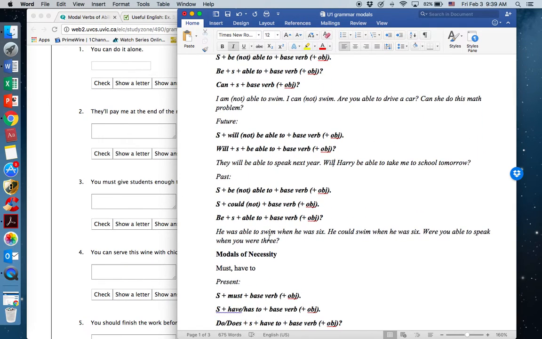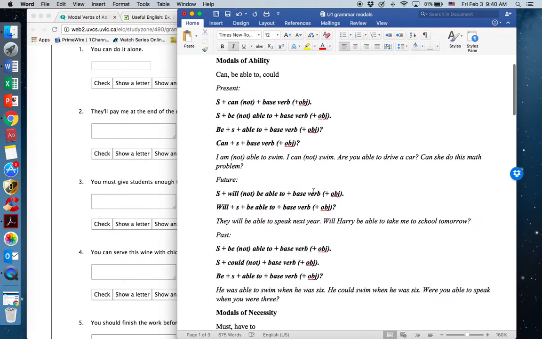In the past, we're going to say subject, be or be not able to, base verb; subject, could or could not, base verb; and was or were, subject, be able to, base verb. So he was able to swim when he was 6. He could swim when he was 6. These two have the same meaning, could and was able to. Were you able to speak when you were 3? Those are all modals of ability.